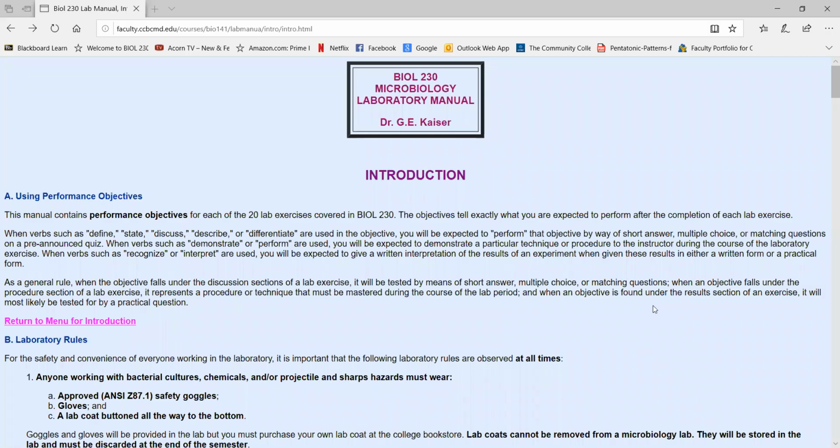Welcome to your lab manual. What we're looking at in this video is the introduction to the lab manual. And there's a number of things we need to know from the introduction before we actually get to lab 1.